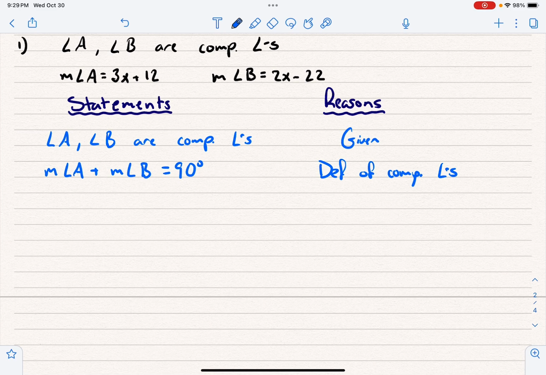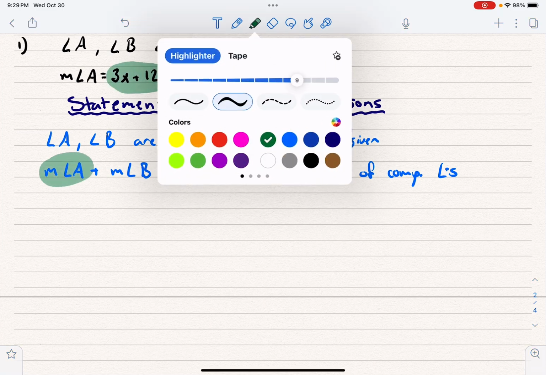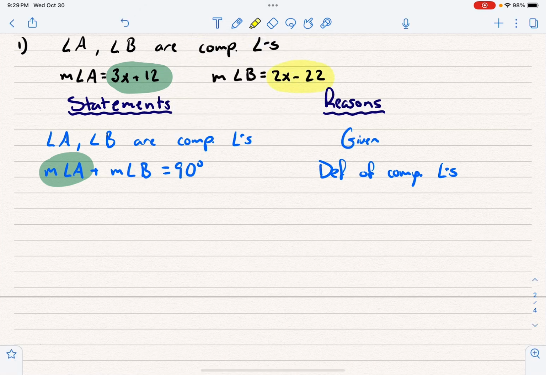And in place of measure of angle A, we're going to put this. And in place of measure of angle B, we're going to put that. Okay, and so we're going to just rewrite that previous line. And it's going to say 3x plus 12 plus 2x minus 22 equals 90. And we're allowed to do that because the substitution property of equality says that we can do that.